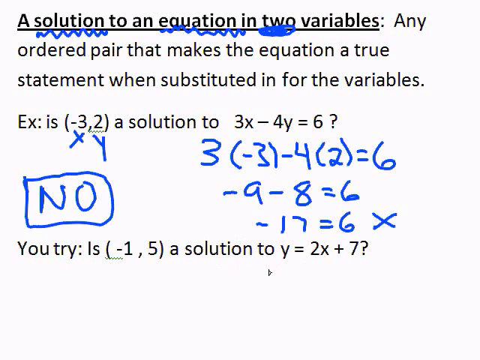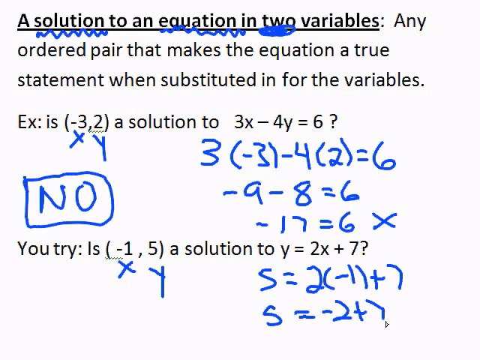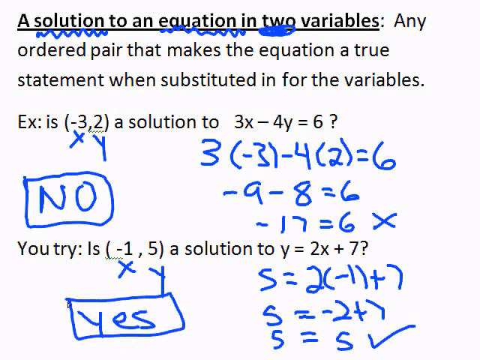Please try the one below, pausing the video, and press play when you're ready to see the answers. X is negative 1, y is 5, so we put 5 equal to 2 times negative 1 plus 7. 5 should be equal to negative 2 plus 7, and negative 2 plus 7 is positive 5. 5 equals 5, so yes, negative 1, 5 is a solution to this equation.